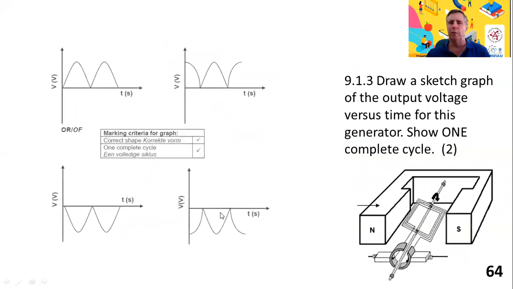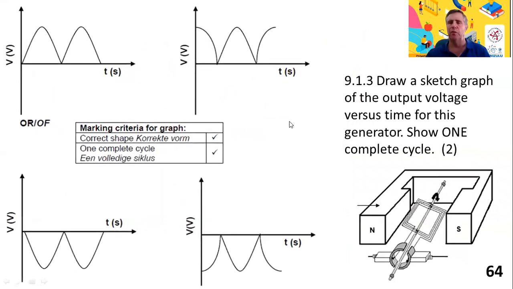So here from the memo, these are the acceptable answers. You can either give a positive voltage or a negative voltage. I would suggest, again, you take the simplest graph and just take the first one. Notice one complete cycle involves 2 bumps on the graph, or if you start halfway through, it must go like this. Notice the allocation of marks: 1 mark for the correct shape, and the second mark for one complete cycle.